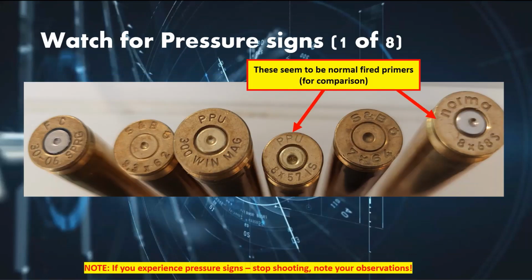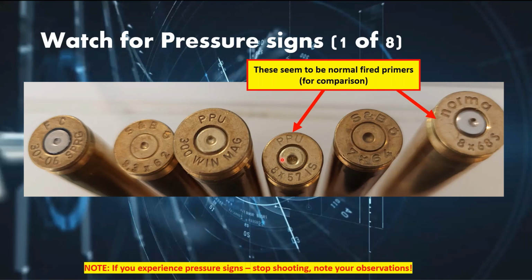So after each firing, we inspect our cases and we look for pressure signs, or signs of overpressure. That is actually what it means. Now, for reference, in this picture there are 2 cases which look pretty normal. This is what a fired primer should look like. Although this firing pin dent doesn't seem to be in the middle, that's not worse. That's what fired primers look like.